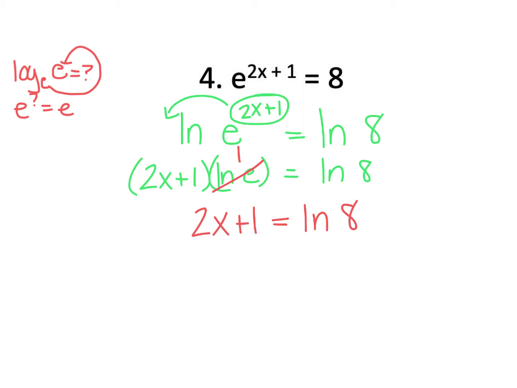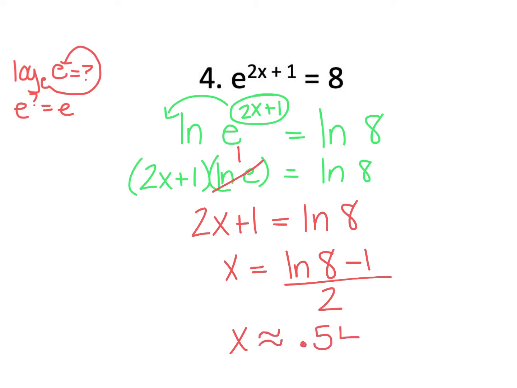I'm going to isolate x by subtracting 1 and dividing by 2. So x is equal to the ln of 8 minus 1 all over 2. And this you can type into your calculator. When I do, I get x is approximately 0.54 to the nearest hundredth. And then I quickly do a check. I type into my calculator e to the 2 times my previous answer, which was the 0.54, plus 1, and sure enough, I get that it equals 8.